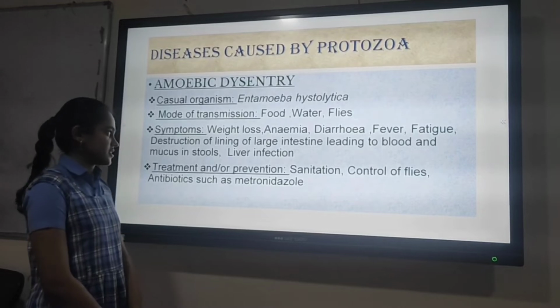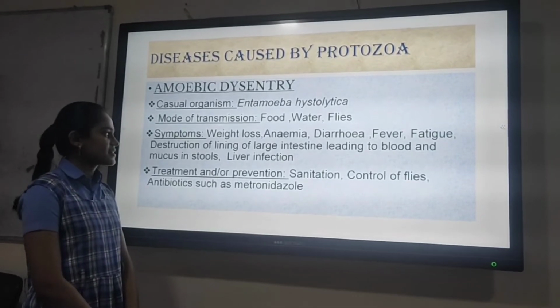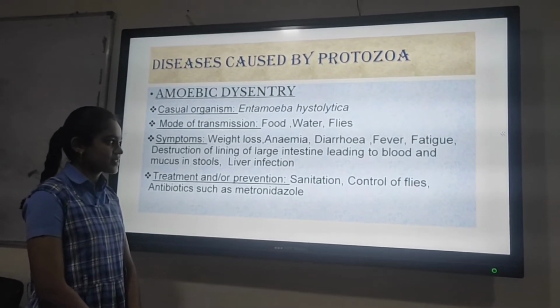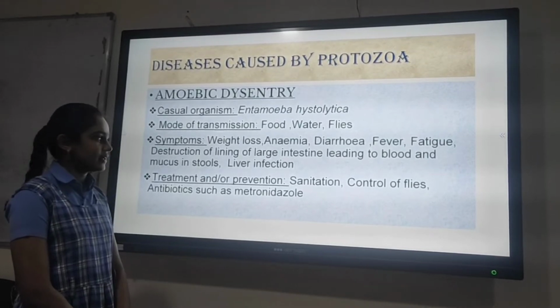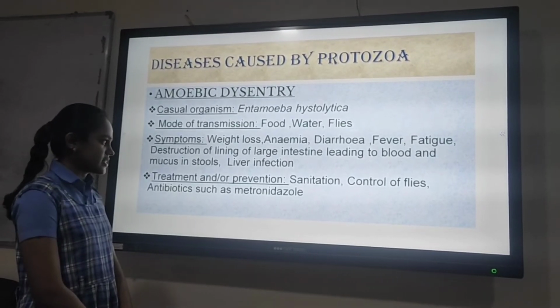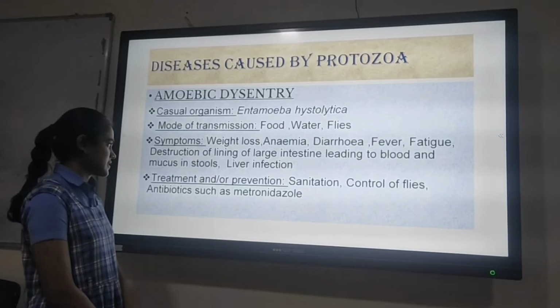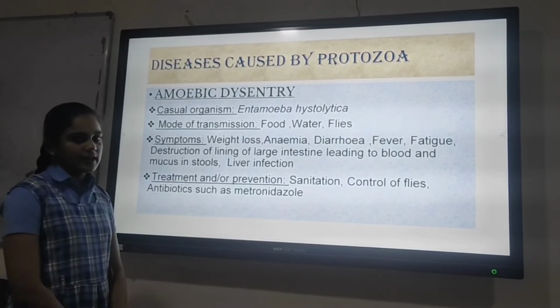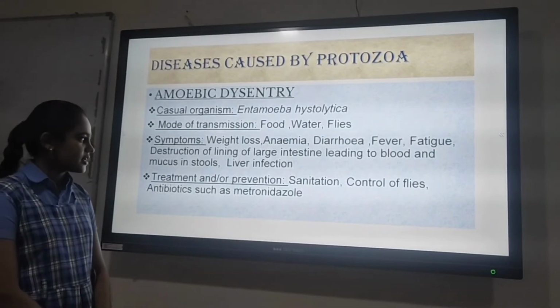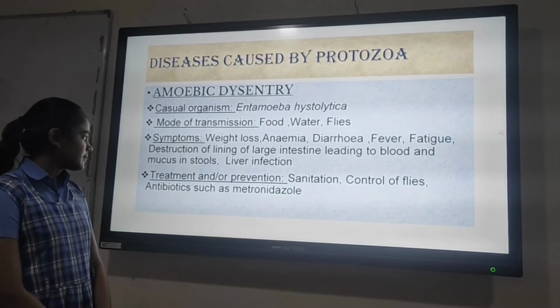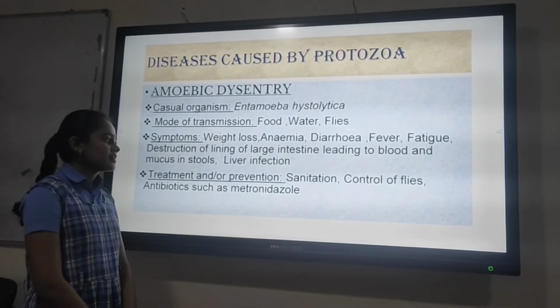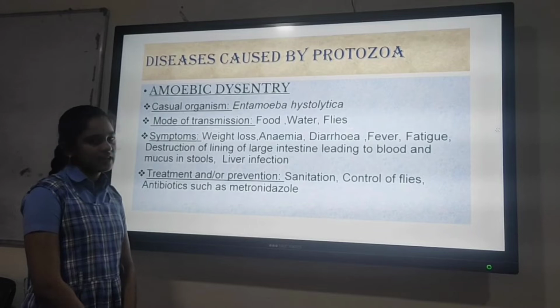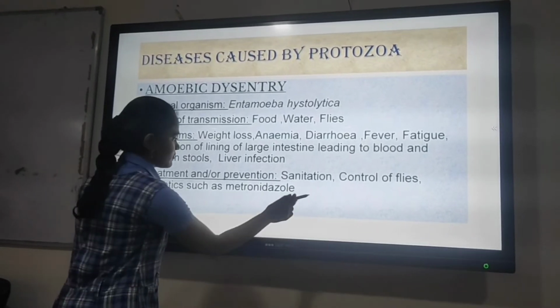Symptoms of amoebic dysentery are weight loss, anemia, which is nothing but blood loss, diarrhea, fever, fatigue, destruction of the lining of the large intestine, leading to blood and mucus in stools, and liver infection. This disease can be treated using antibiotics such as metronidazole, and prevented by maintaining proper sanitation and control of flies.